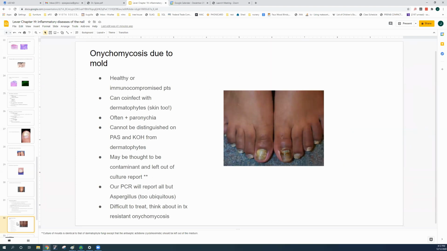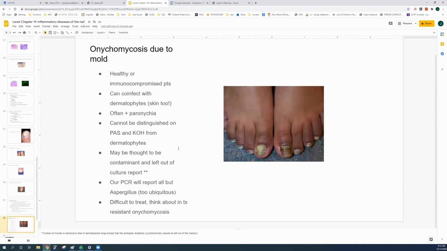I wanted to talk a little bit about onychomycosis due to mold. It can happen in healthy or immunocompromised patients. It can co-infect with dermatophytes, both in the nail and in the skin. It cannot be distinguished from a dermatophyte on a PAS or KOH stain.